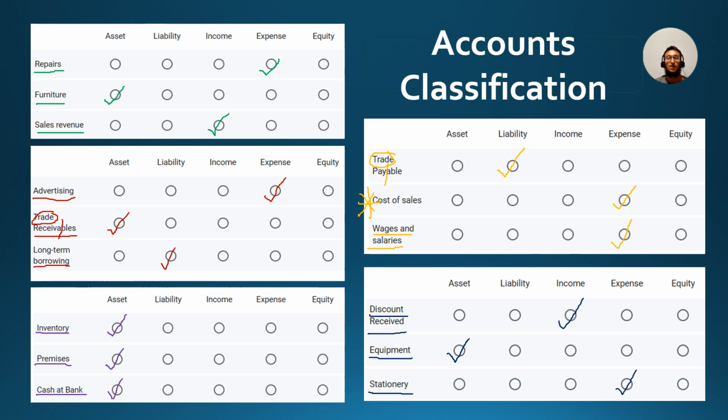So it's important for us to know how to classify accounts, because subsequently we would need to know whether to increase or decrease these accounts when transactions happen, and we would assign debits and credits accordingly. But that's for a subsequent video.